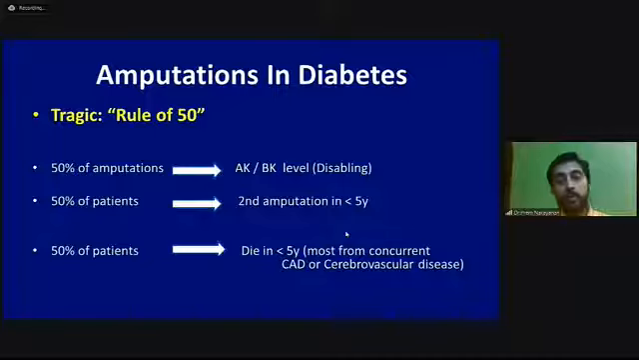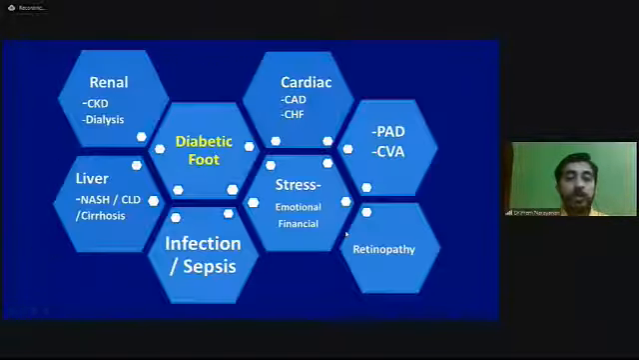And the tragic rule of 50 for amputations is that 50% of amputations are at the AK, that is above knee, or the below knee level, which can be terribly disabling for our patients. 50% of patients can have a second amputation in less than 5 years' time, very important. And 50% of patients can die in less than 5 years, mostly from the coronary artery disease or from the cerebrovascular disease. So, it's a tragic rule of 50.